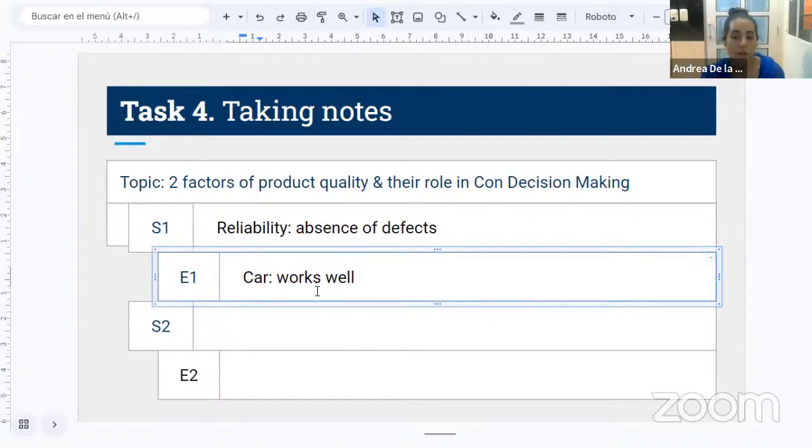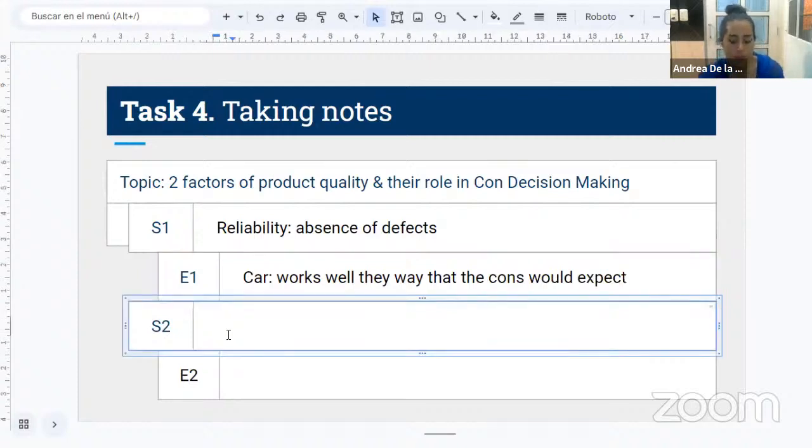When it works the way that you would expect it to work, right? You're not constantly taking it to the mechanics. You don't need to fix it soon after buying it. So it works well for a reasonable amount of time, and it doesn't need so many repairs after you buy it. So it's just working the way that it's supposed to. Okay. So yeah, great. That was the example.